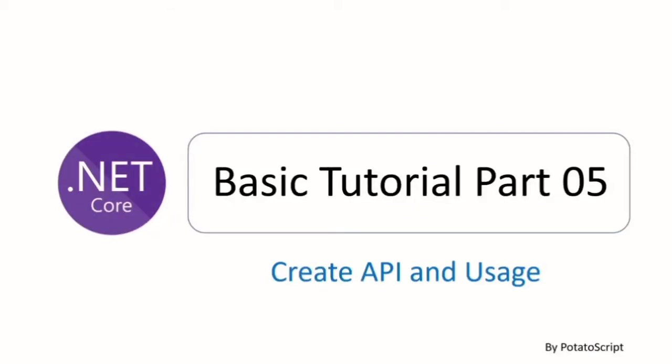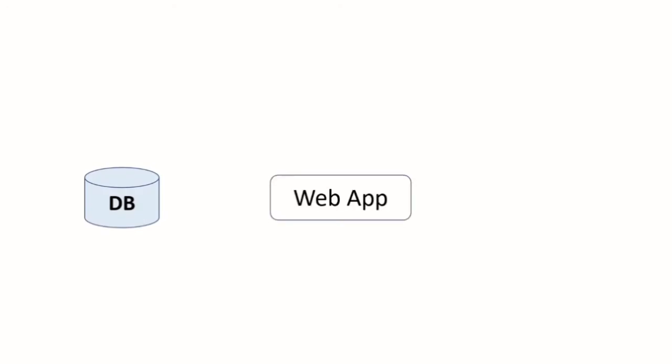Hi, this is a .NET Core Basic Tutorial Part 5, and today I'm going to show you how to create an API and how to use it in your web application to fetch data from the database. And this is your database, and this is your web application. I showed you in the previous tutorial, I think it's in Tutorial Part 2.